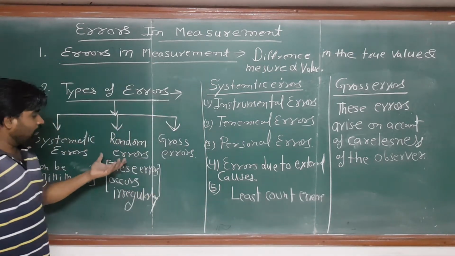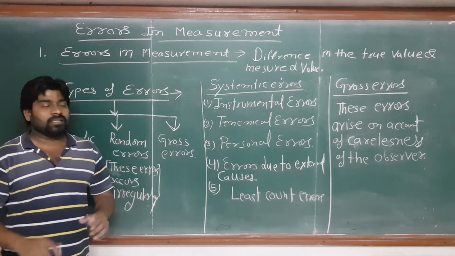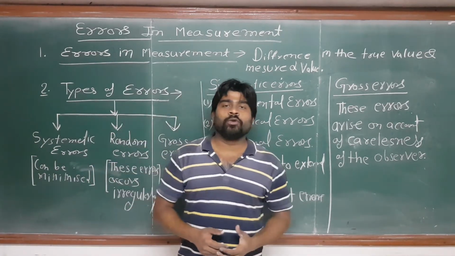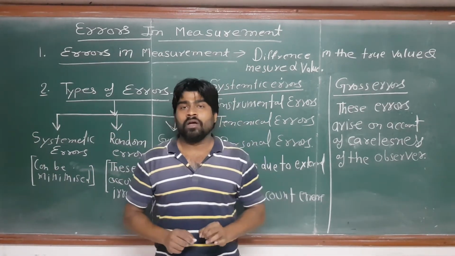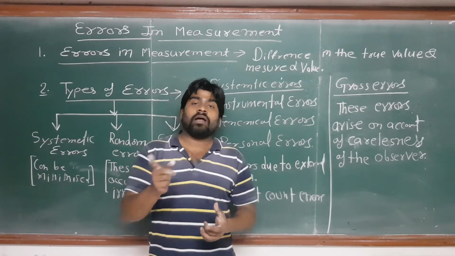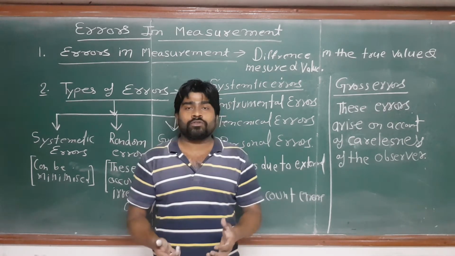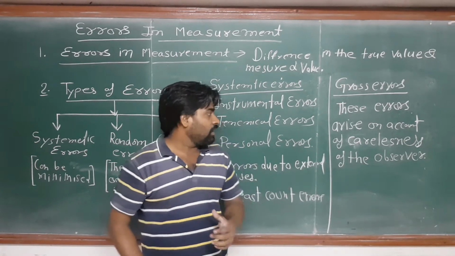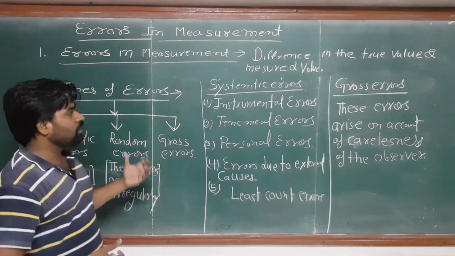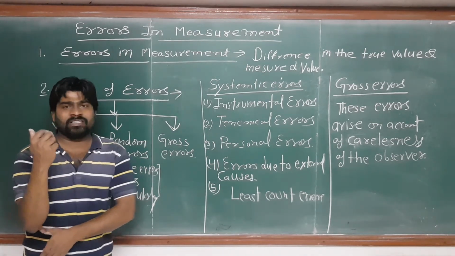And what are random errors? Random errors occur irregularly during the measurement. And what are gross errors? Gross errors arise due to the carelessness of the observer. Suppose you forgot how to apply the formula, or you apply the formula without any knowledge. That's called carelessness. These types of errors give an imperfect value of the measurement.